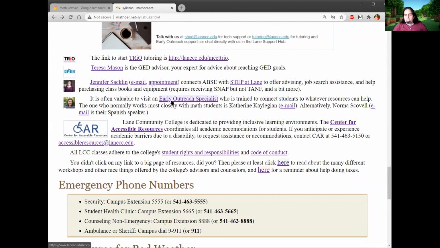Then there are people called early outreach specialists, and they are basically the people that connect you with everything else.